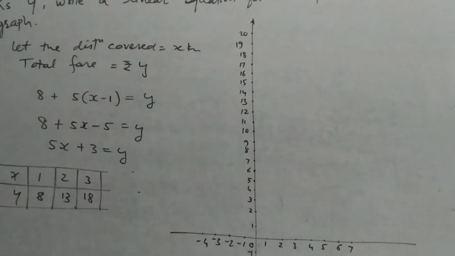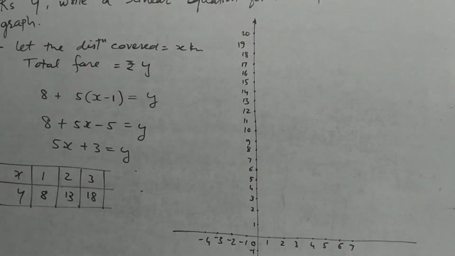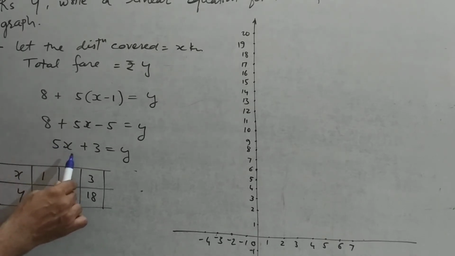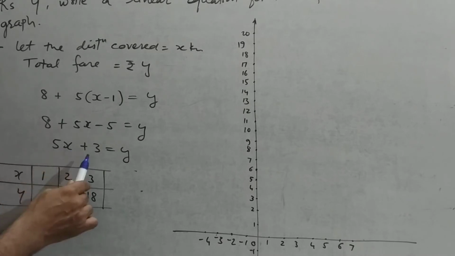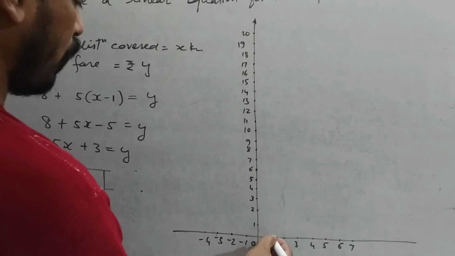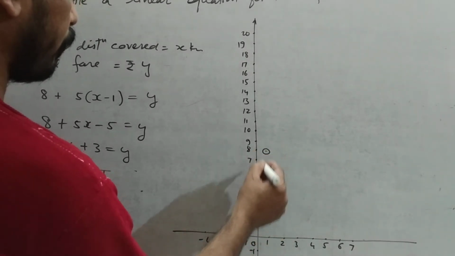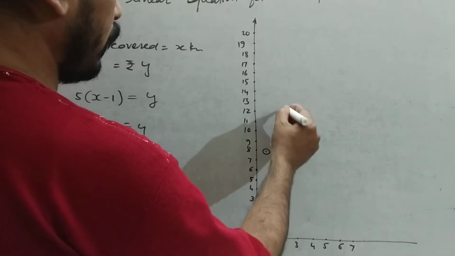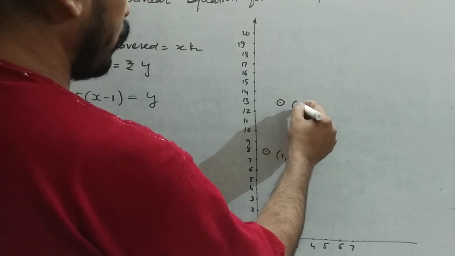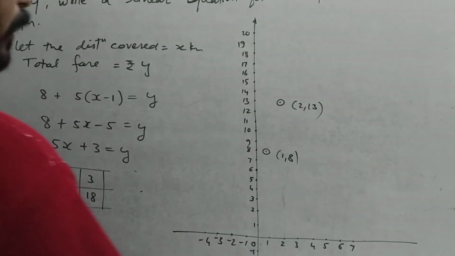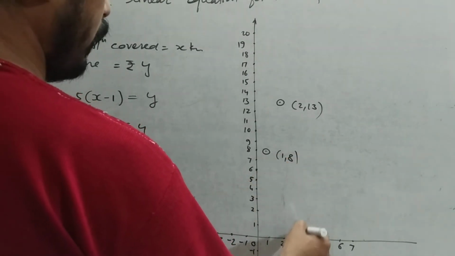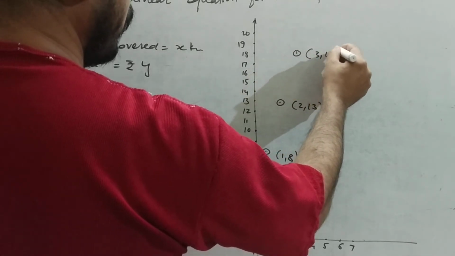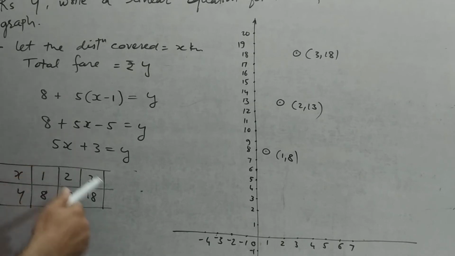This is your graph. Only the first quadrant will be used. See, x equal to 1, y equal to 8; x equal to 2, y equal to 13; x equal to 3, y equal to 18. Now plot 1 and 8, then 2 and 13, then 3 and 18. And if x is 0, y will obviously be 3.